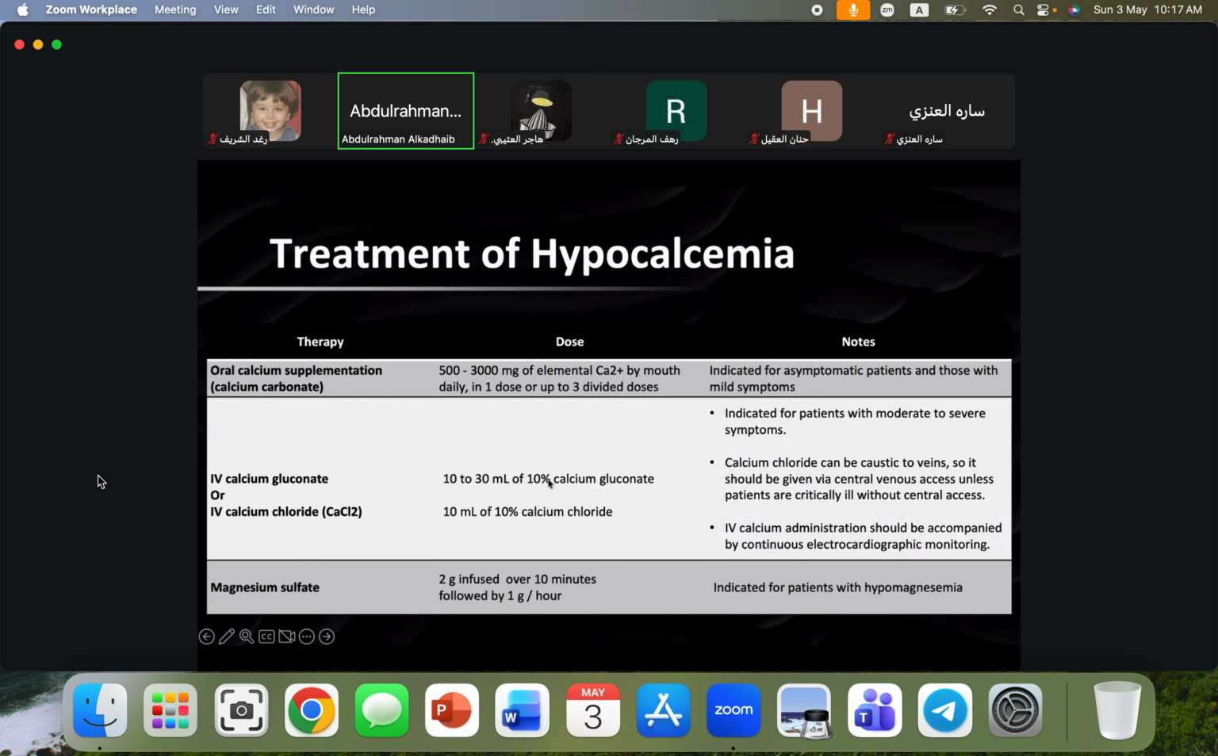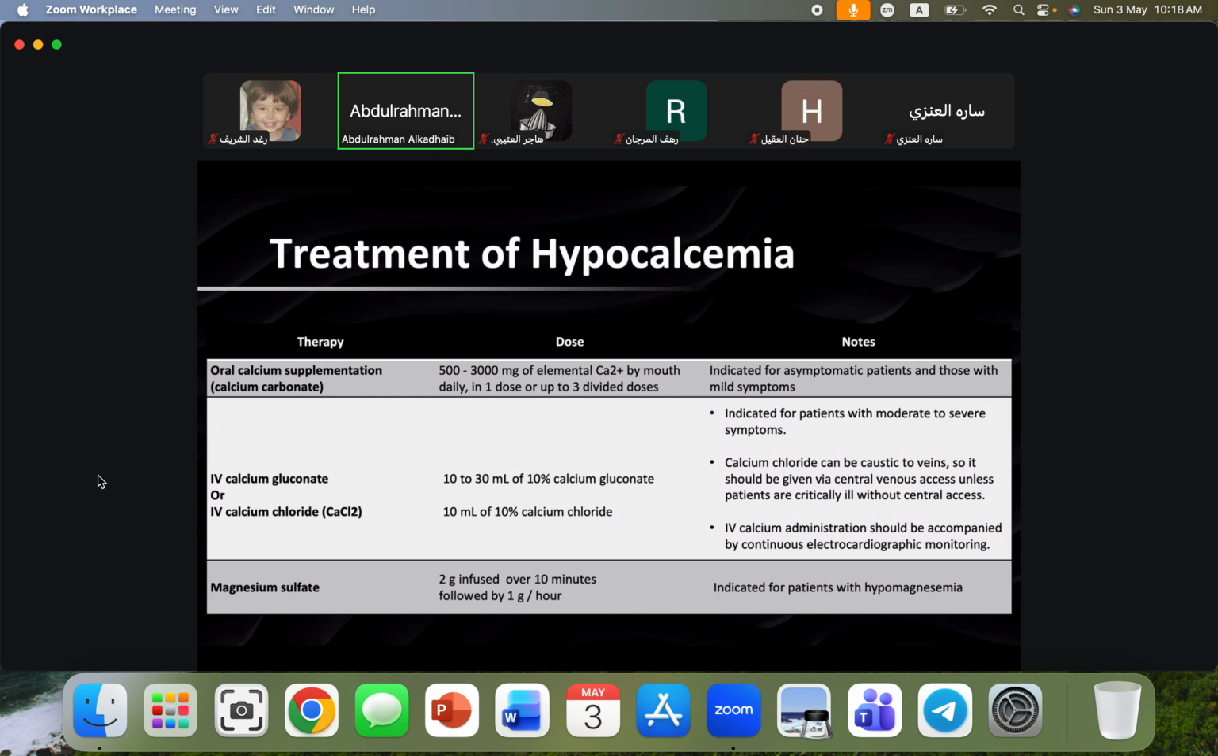So last slide, we'll talk about the treatment of hypocalcemia. Usually we can treat it by so many options, including either the oral replacement or the IV replacement. Usually we go for the oral calcium replacement in patients with asymptomatic hypocalcemia or patients with very mild symptoms. And we usually go for the IV calcium replacement for patients with severe or moderate symptoms.